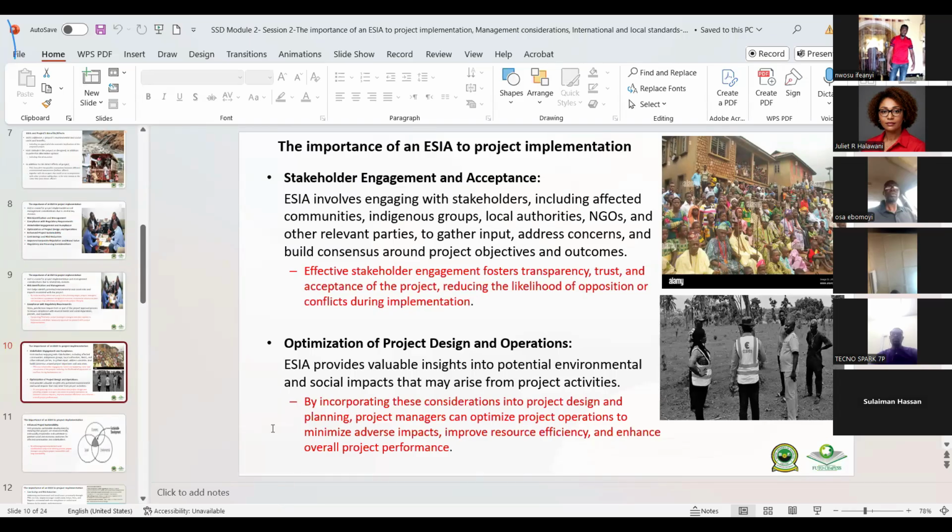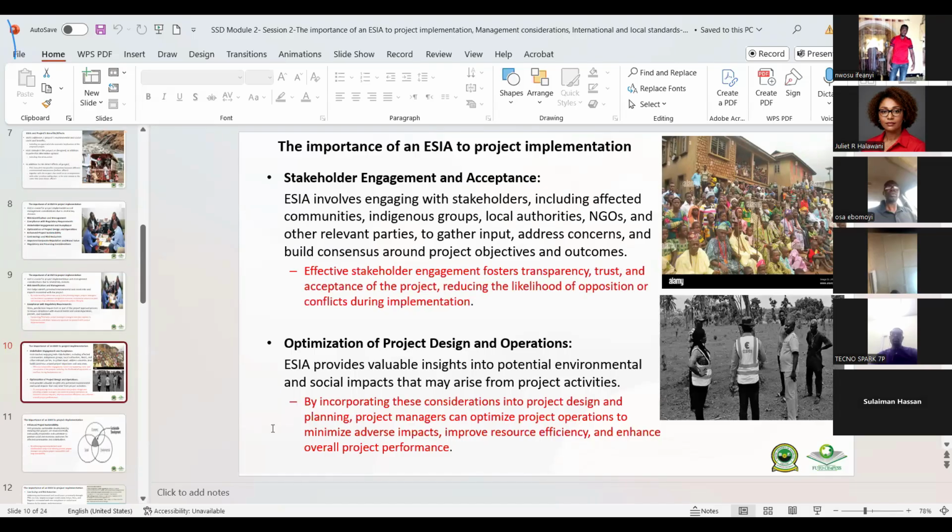It helps with effective stakeholder engagement. It will help in what we call trust and transparency in the status of your work, of your project. Because if your project fosters transparency and trust, the local community, the beneficiaries, will wholeheartedly accept your work, and it will reduce the likelihood of opposition and conflict during the implementation stage.